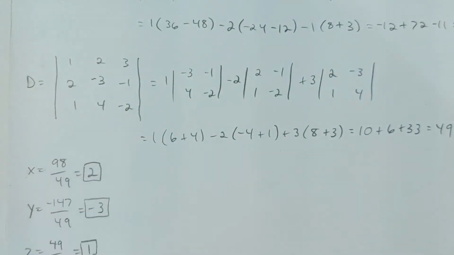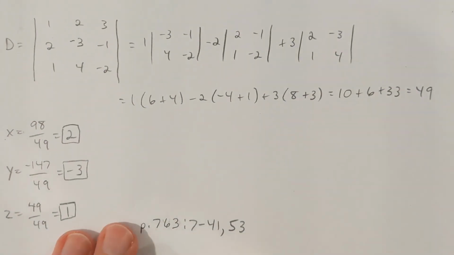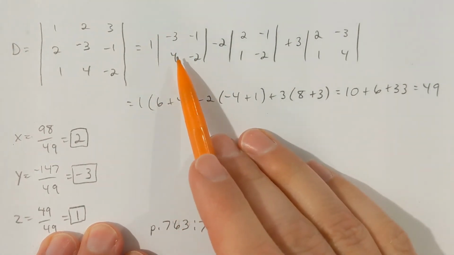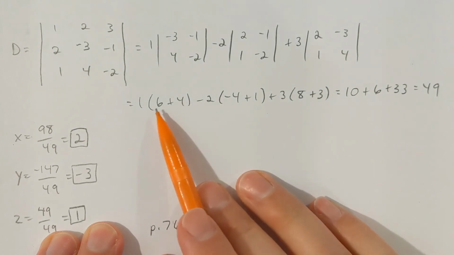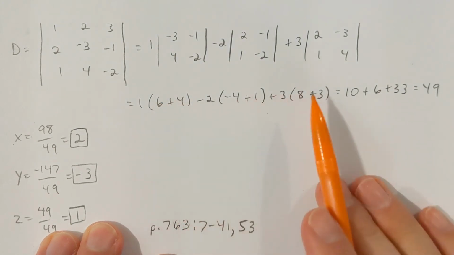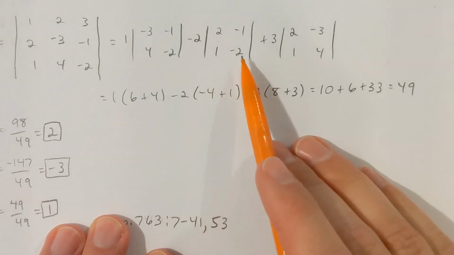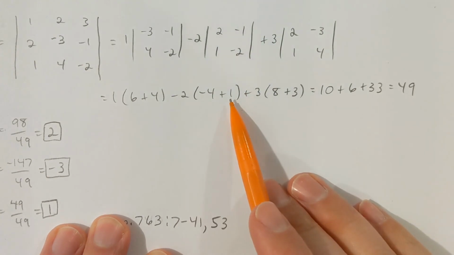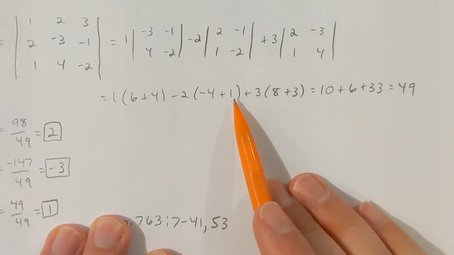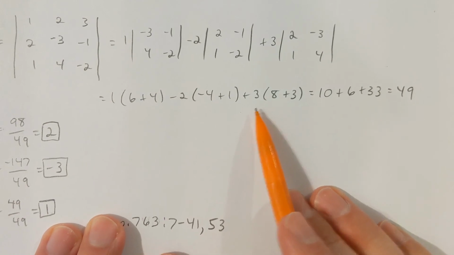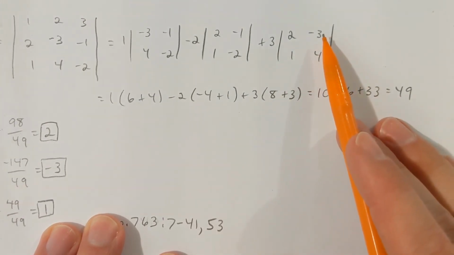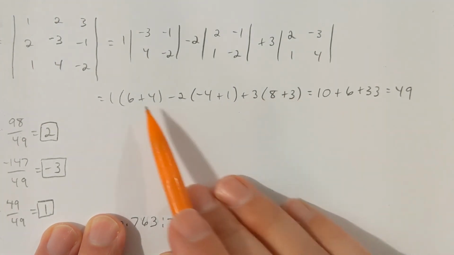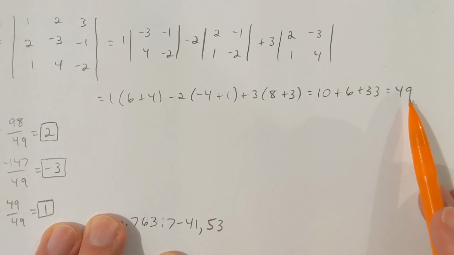Okay, simplify that. So we have 1 times negative 3 times negative 2 is 6, minus 4 times negative 1 is negative 4. You're subtracting negative 4, so that means you're adding 4. Minus 2 times negative 2 is negative 4. Minus 1 times negative 1 is negative 1. You're subtracting negative 1, so that means you're adding 1 there. Plus 3 times 2 times 4 is 8. Minus negative 3 times 1 is negative 3. You're subtracting negative 3, so that means you're adding 3. When you simplify, you should be getting 49.